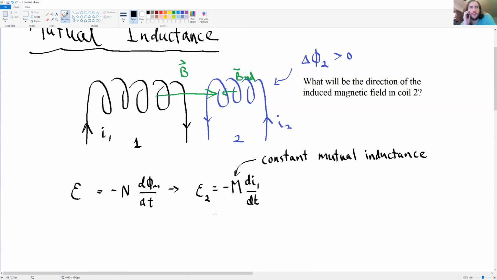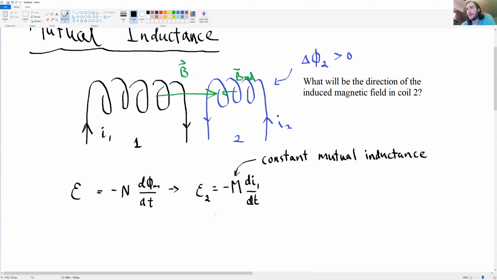Oftentimes, and I think this is in your book as well, you'll see this expression written down as mutual inductance from 1 to 2 or from 2 to 1. I'm going to skip over that portion of the section, so read it to convince yourself that the mutual inductance from 1 to 2 is the same as from 2 to 1. The book quickly does away with that. They'll just show you the two are the same and then quickly move on, and there's only one value of M.